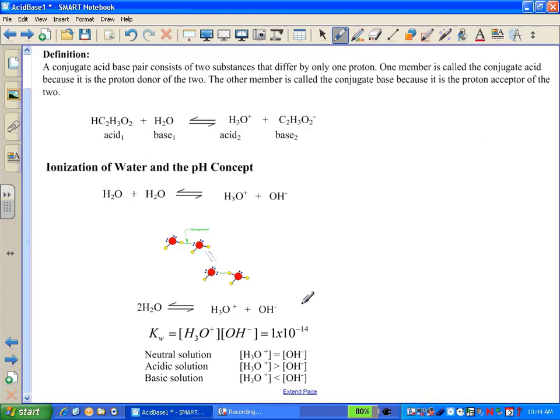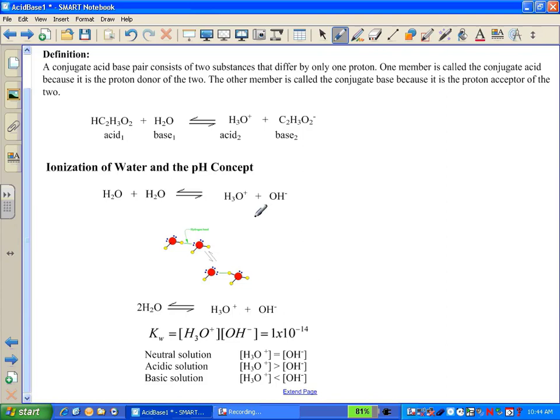Now this is an equilibrium reaction, and it's got an equilibrium constant associated with it. It's called Kw, the equilibrium constant for the dissociation of water. So the W stands for water. As you know, when we want to write the equilibrium law, it's the concentration of the products divided by the concentration of the reactants. Water, being a pure liquid, is not going to be included in the equilibrium law. So this equilibrium constant is H3O plus times hydroxide ions. And this equilibrium constant has a value of 1 times 10 to the negative 14, which is very, very small.